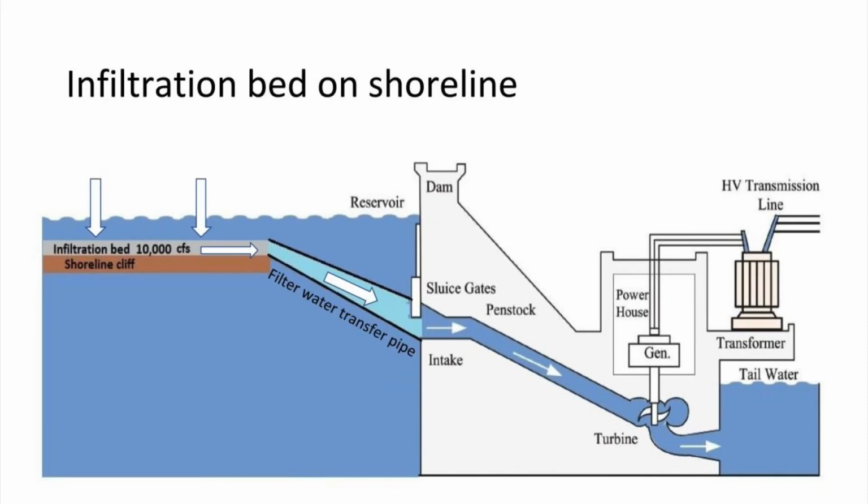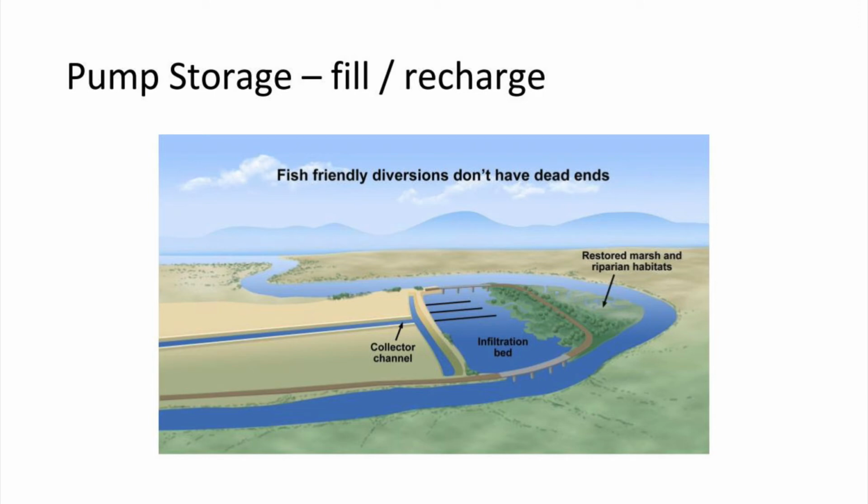The gravel of the infiltration bed has a low downwelling effect of 2.5 centimeters per second. The infiltration bed can be placed anywhere in the reservoir, such as along the shoreline or in an outcrop of a cliff. The infiltration bed is flexible to meet your needs. In a pump storage application, the intake and the refill is from an off-stream infiltration bed.